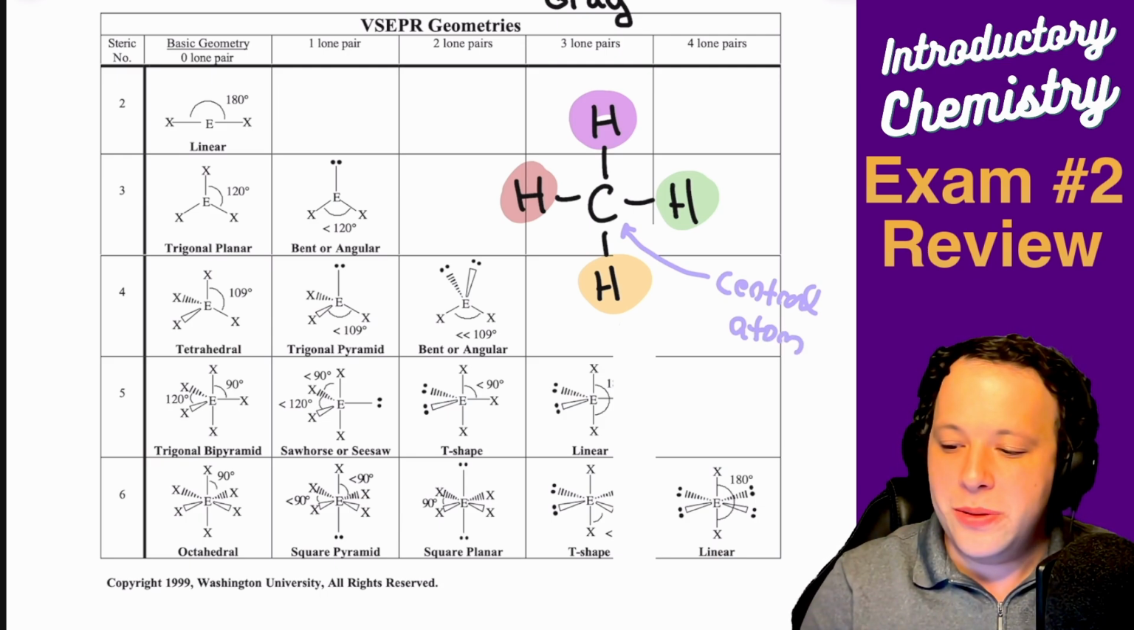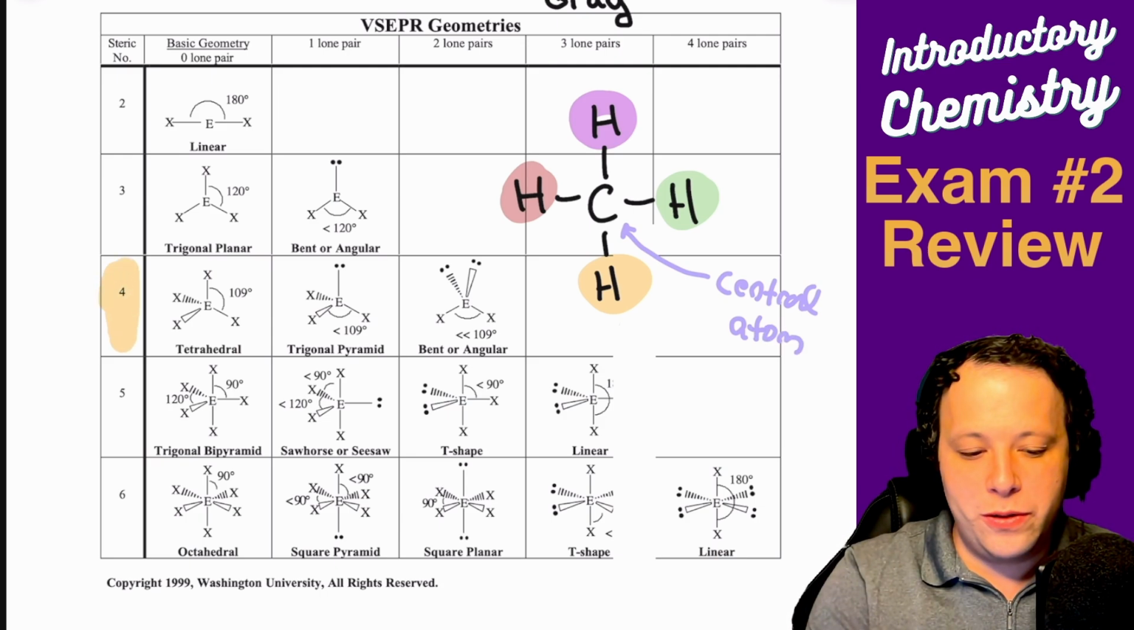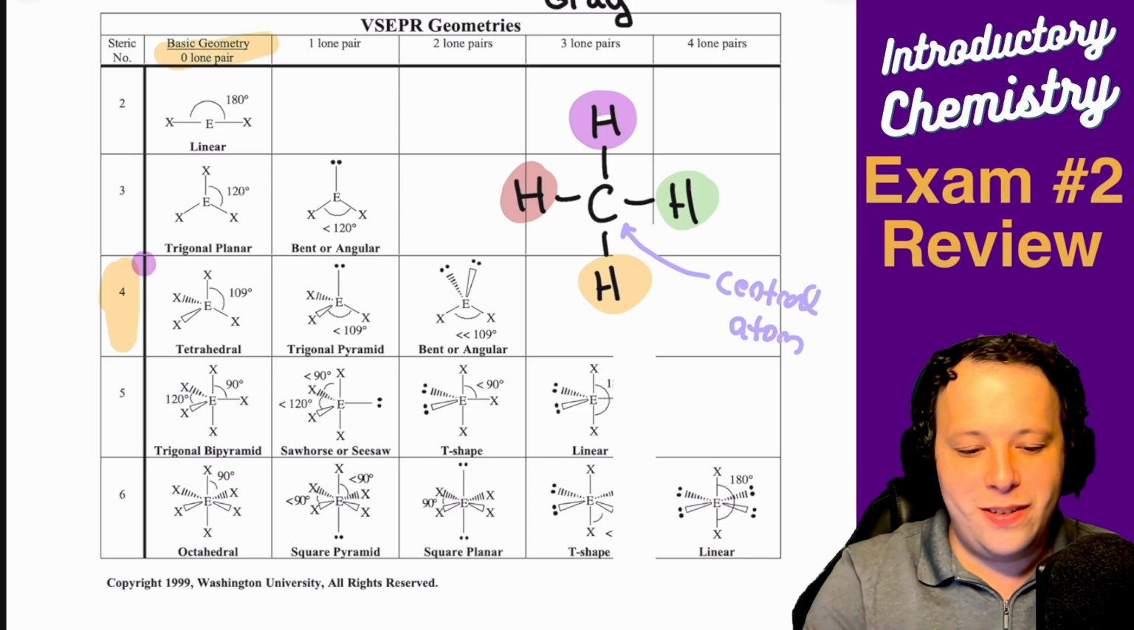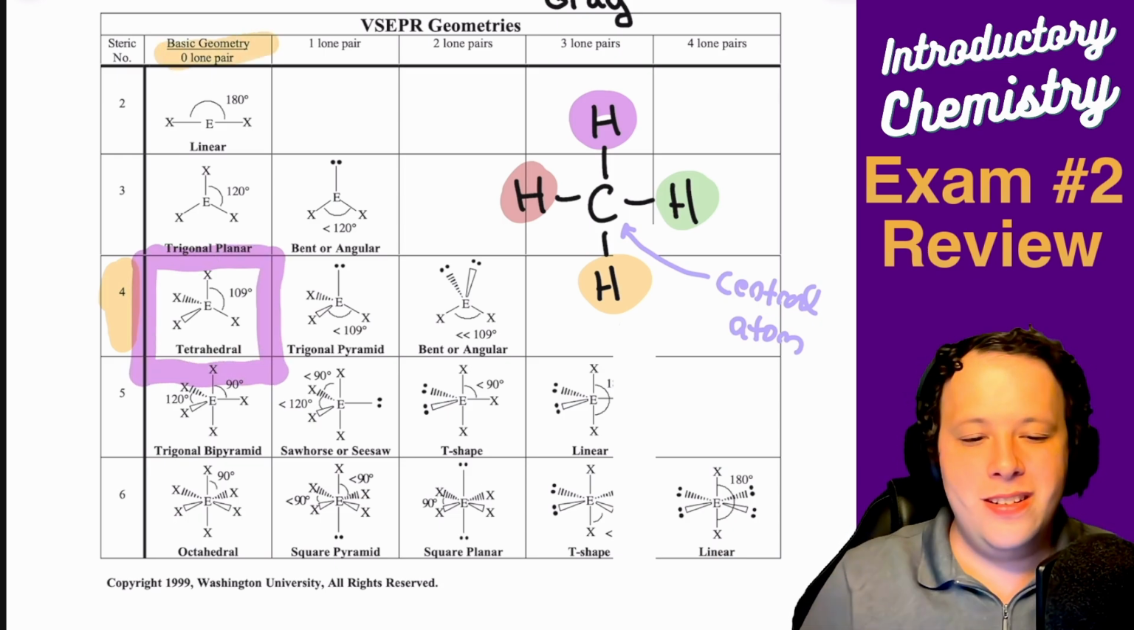So all we're going to do is go down to 4 groups, and then we have 0 lone pairs. So what does that mean? It means that our molecule in this case is tetrahedral.